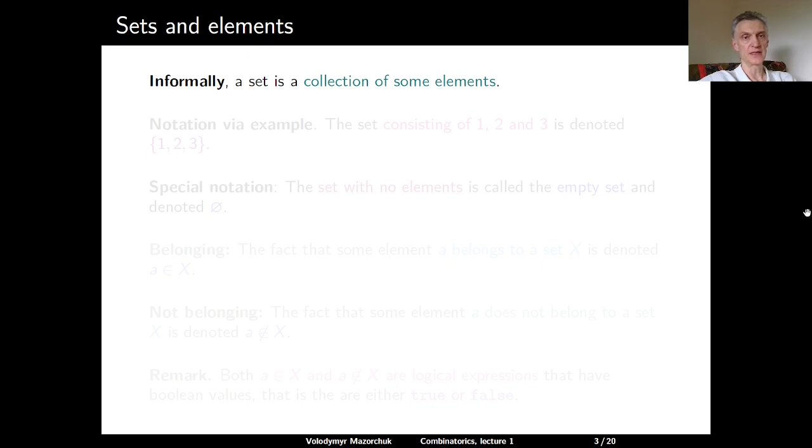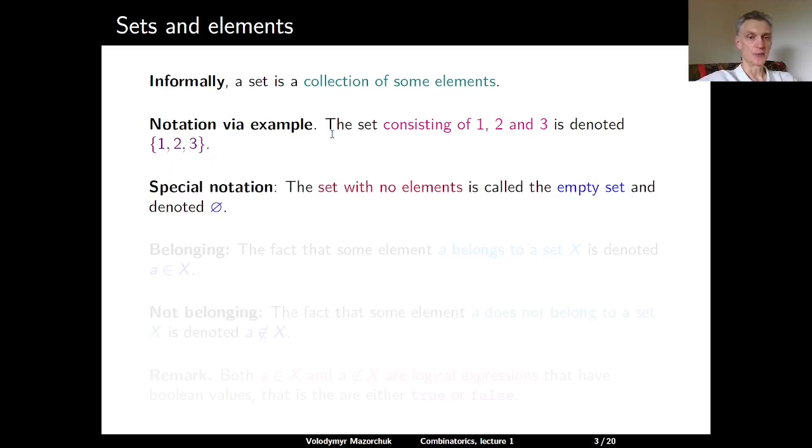Informally, a set is a collection of some elements. Here is the usual notation for sets via an example. The set which consists of the elements 1, 2, and 3 is denoted in the following way: you write 1, 2, and 3 in these brackets. There is one set for which there is a special notation, and that's a set which has no elements. This is called the empty set, and this is denoted by this symbol.